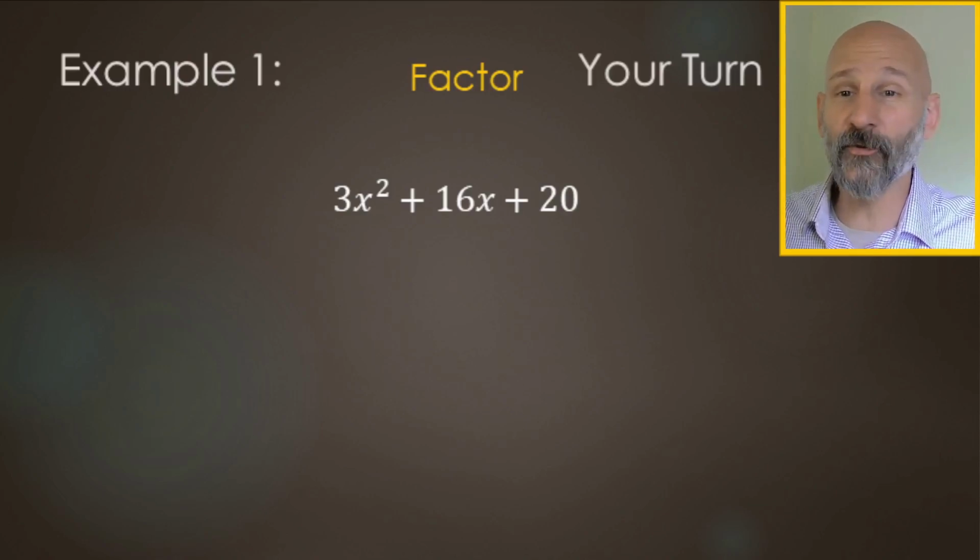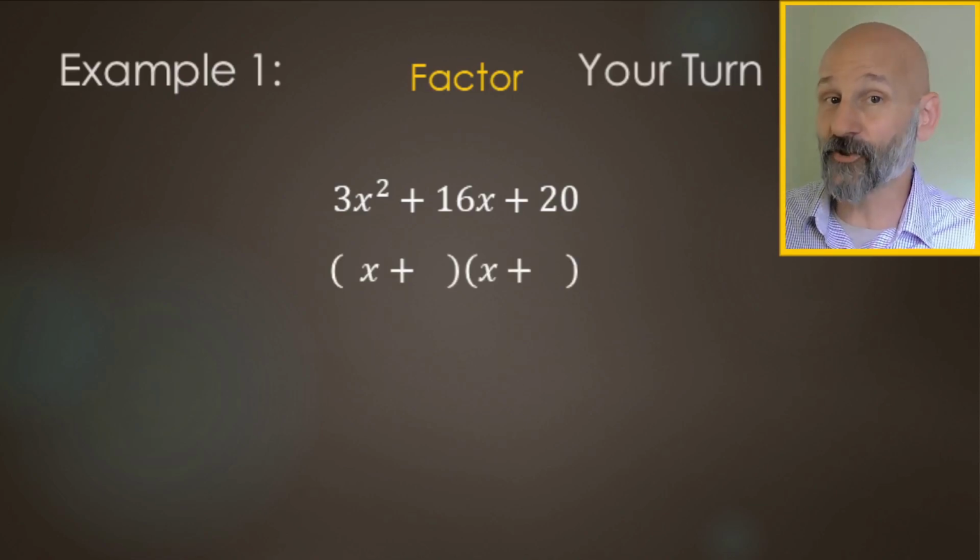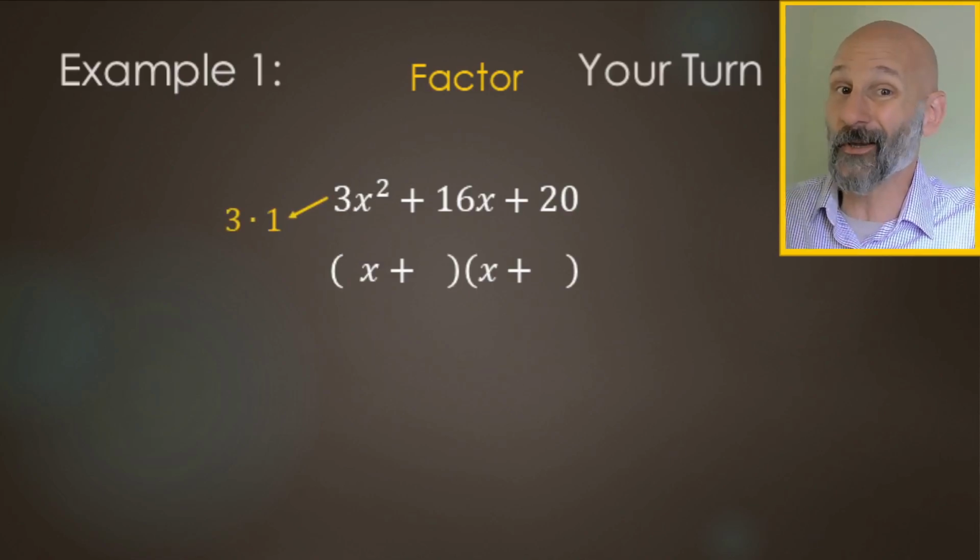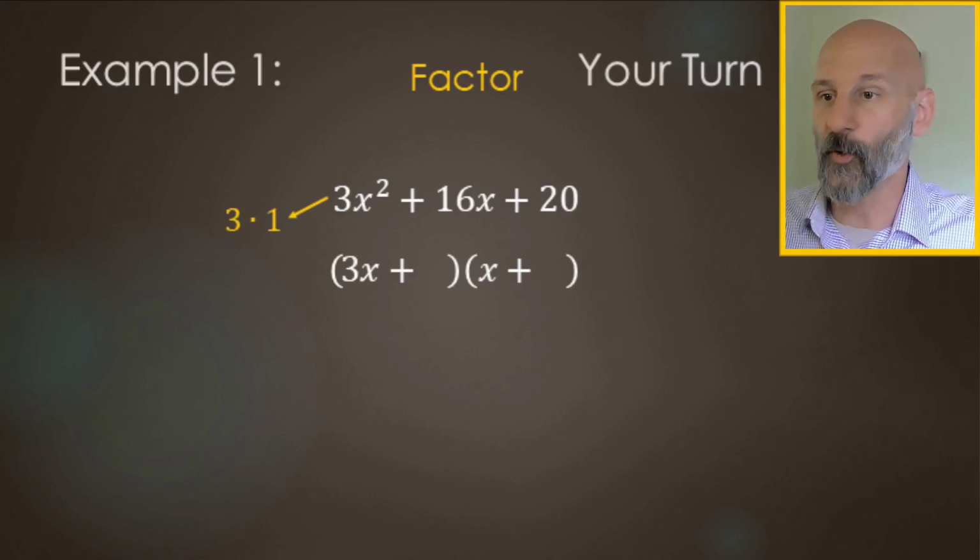So here we go with factoring 3x squared plus 16x plus 20. Our answer is going to look like this. We got to have some blanks here. For the firsts, those are going to multiply to 3x squared. It's prime, so we really only got one choice, 3 and 1. So we put a 3x there and then a 1x there.